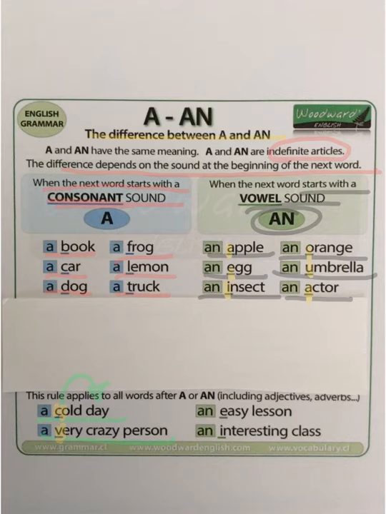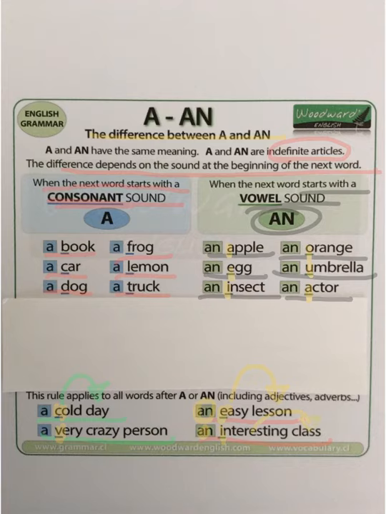And our next example says an easy lesson. And easy starts with an E, which is a vowel. So that means we use the word an. And easy is describing lesson. Easy is an adjective. And our last one, an interesting class. I see the word an because the next word starts with an I. And interesting is describing class.